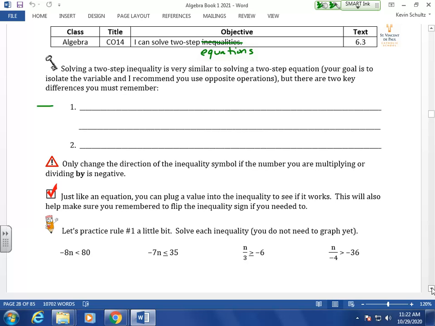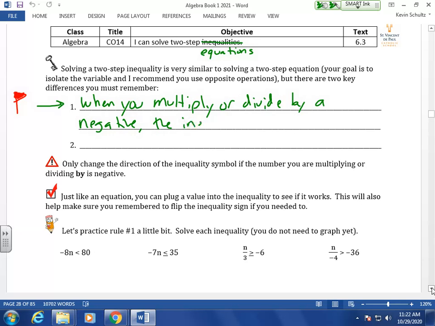So number one thing, I call this the red flag of solving inequalities. Red flag, okay, is that when you multiply or divide by a negative, the inequality sign switches. Okay? When you multiply or divide by a negative, the inequality switches.